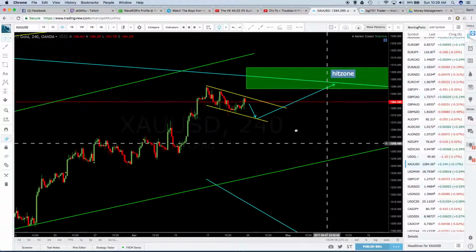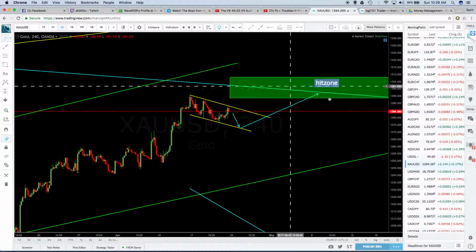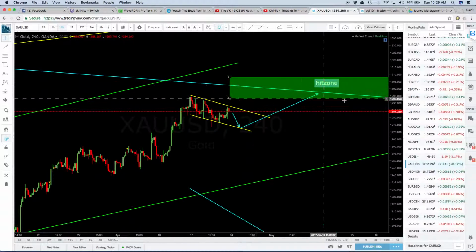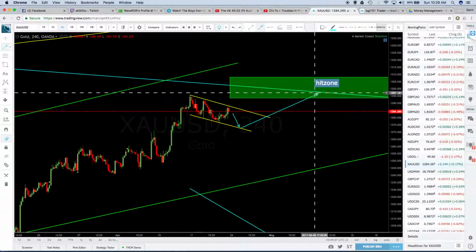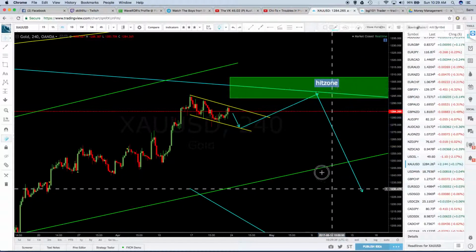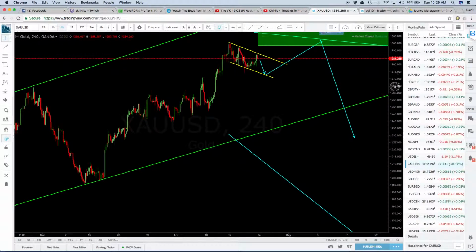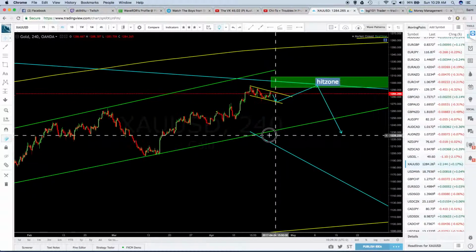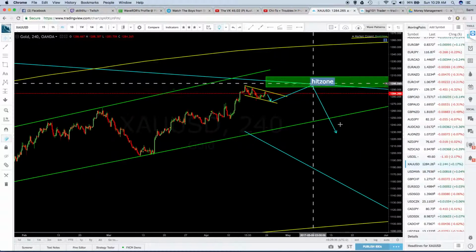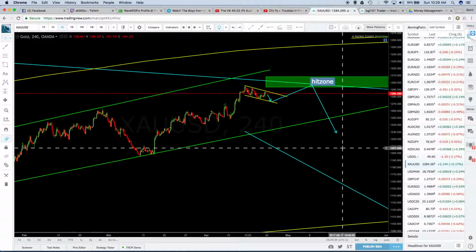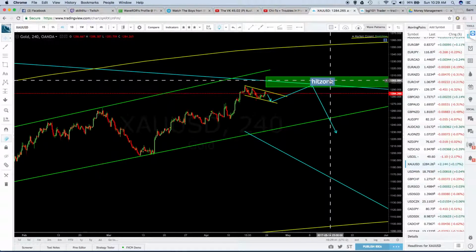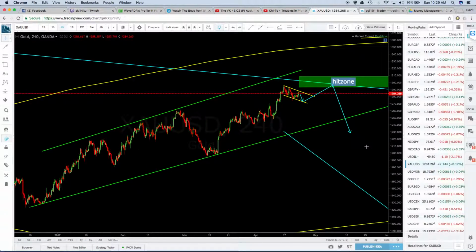Gold has given us a flag, and it should come into this area here where we have our monthly trend line, and that should be the place where it takes its tumble and fulfills this weekly pattern, ascending channel break. And that's where we're looking for gold to make its final stand here before the fall. So this is the hit zone here for gold. So that is our overview for right now.